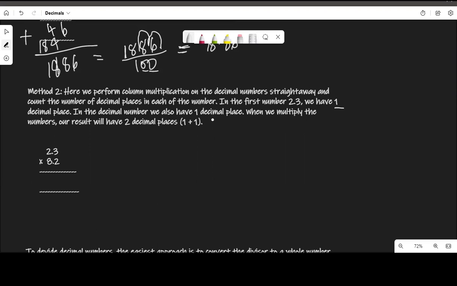In the second number, we also have one decimal place, that is 8.2. When we perform column multiplication on this, look at it, I have 2.3 first. Anyway, it doesn't matter. Multiplication is commutative. So 8.2 multiplied by 2.3, 3 times 2 is 6, 3 times 8 is 24, then 2 times 2 is 4, and 2 times 8 is 16.